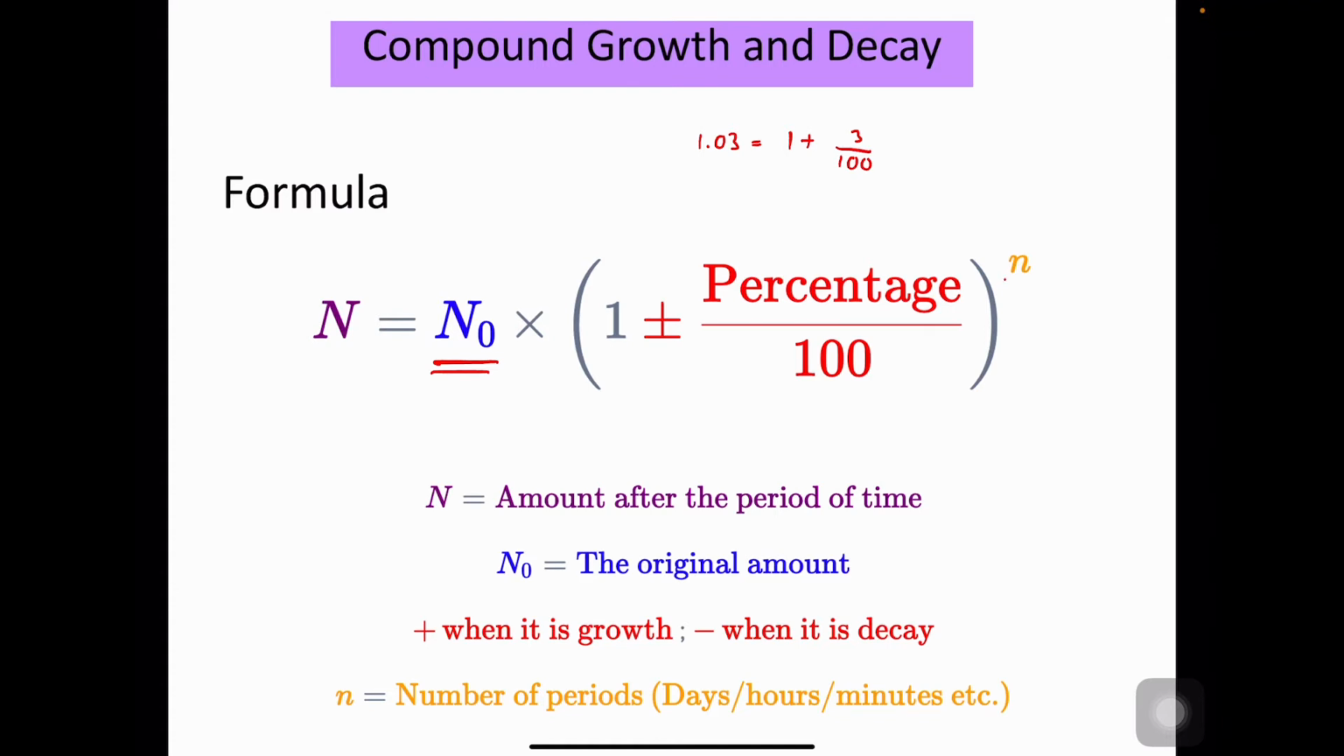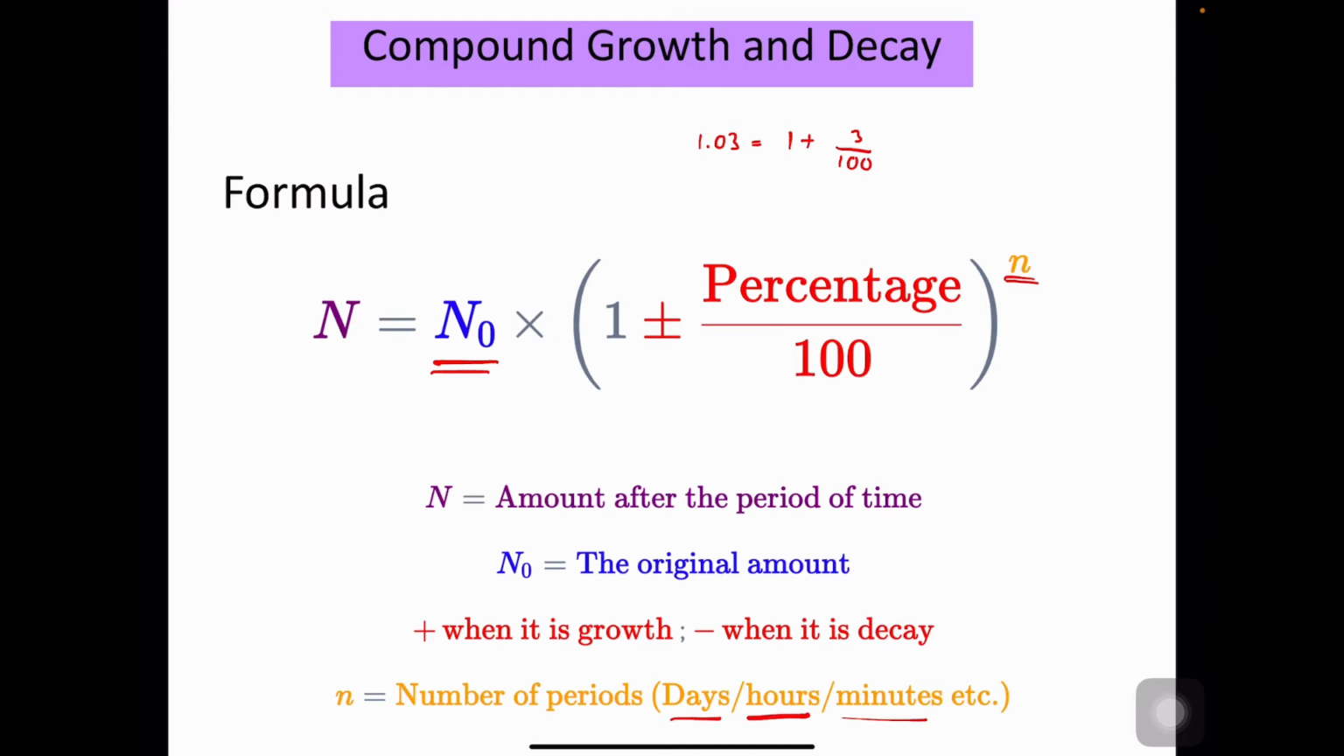N, of course, is the number of periods. Usually, for the bank account example, it would be number of periods going up in years. But of course, the units could be different. It could be days, hours, minutes, or any other measures of time.